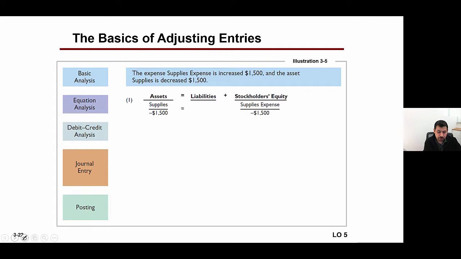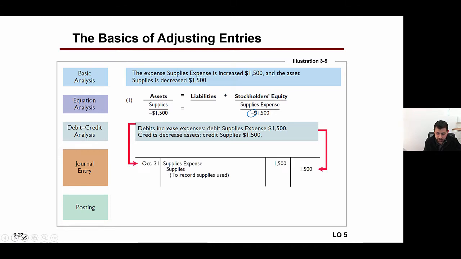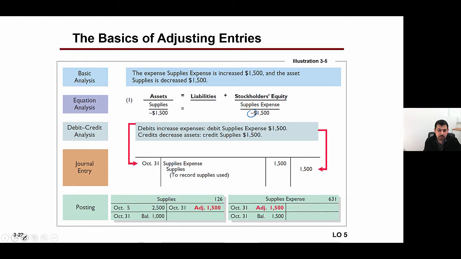We looked at the equation. Supplies decreased by 1,500 and the supplies expense increased by 1,500. Remember that this minus here indicates the negative effect that expenses have on stockholders' equity, because in this case stockholders' equity will decrease by $1,500. And assets decrease by crediting them, and expenses increase by debiting. So we debit supplies expense and we credit supplies, and this is how we post it to the ledger accounts.